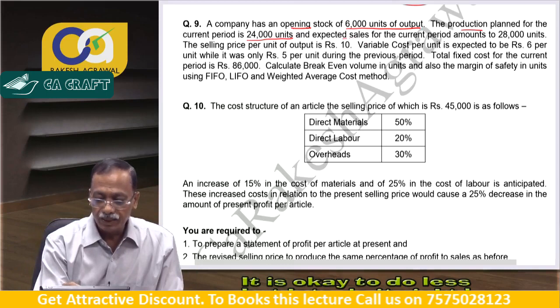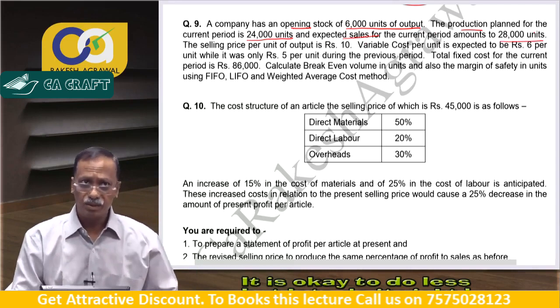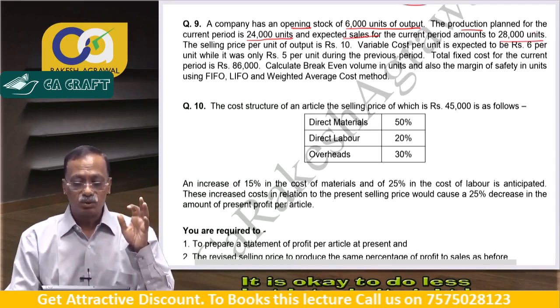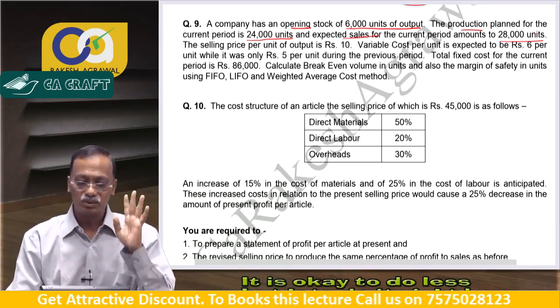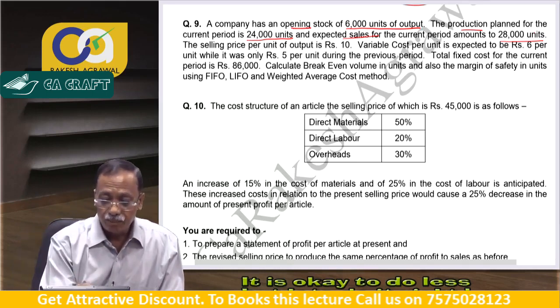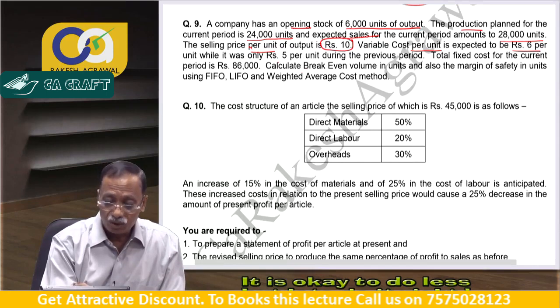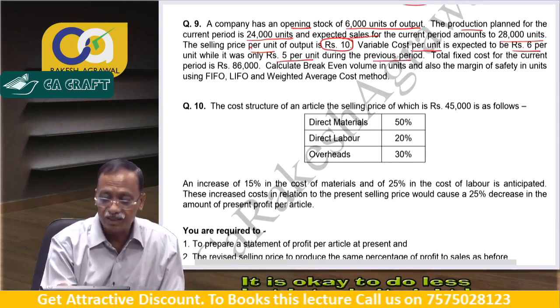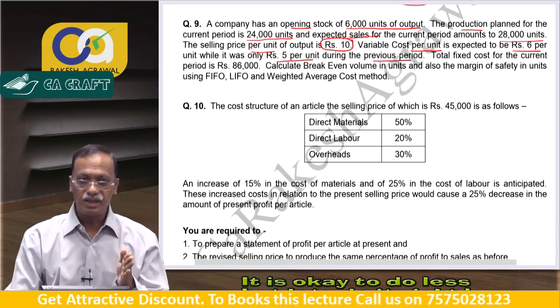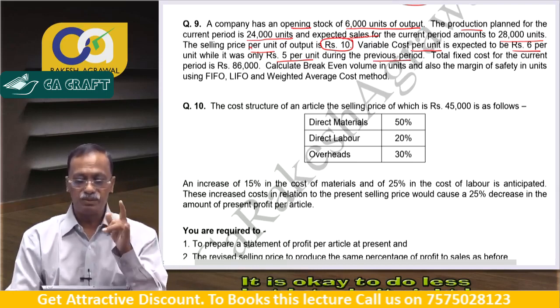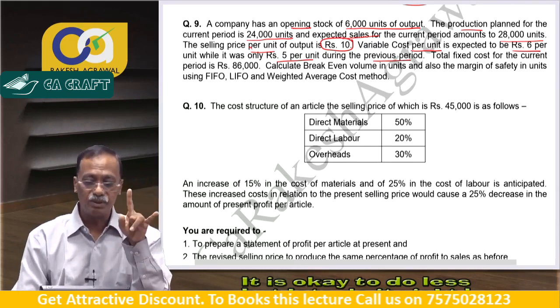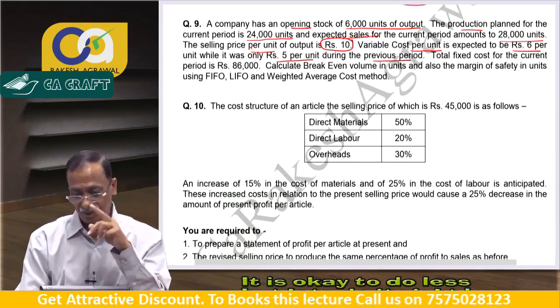Its expected sales for current period amounts to 28,000 units. Right? Your expected sales is 28,000 units. So from 30,000, if you sell 28,000, 2,000 will be closing stock, correct? The selling price per unit of output is rupees 10. This is your selling price. Variable cost per unit is expected to be rupees 6 per unit, while it was rupees 5 per unit during the previous period. In current period, your variable cost is expected to be 6 rupees, whereas last year's variable cost was 5 per unit. So variable cost was different last year, different this year.